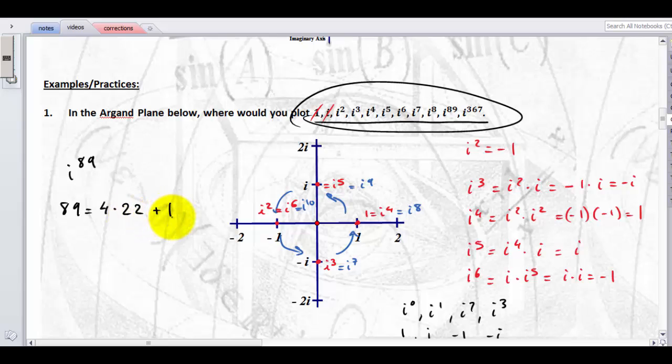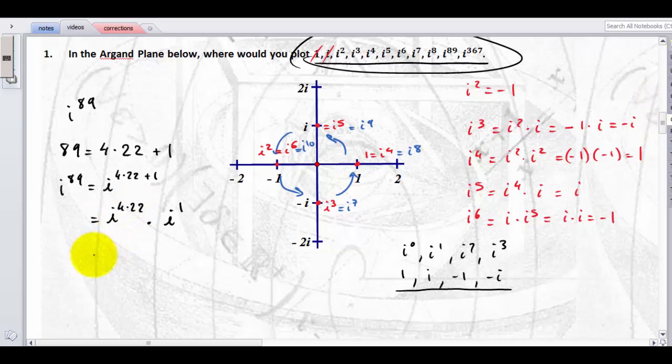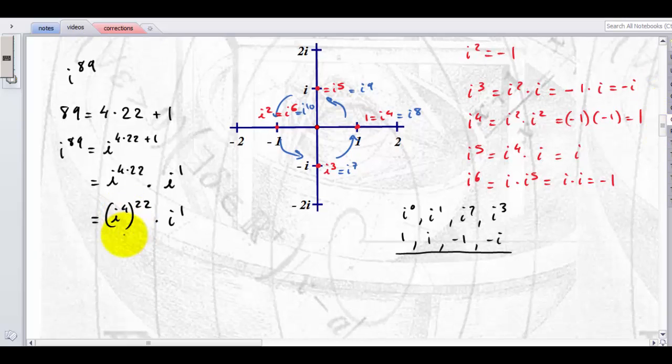We'll revisit that soon. So I to the 89 is just I to the 4 times 22 plus 1. Why did I write it like that? Because this is I to the 4 times 22 times I to the 1, right? Same base, you add the exponents. What is I to the 4 times 22? Another law of exponents. It's I to the 4, to the 22, times I to the first. And what is this? I to the 4 is 1. 1 to the 22 times I to the first, and so it's just I.